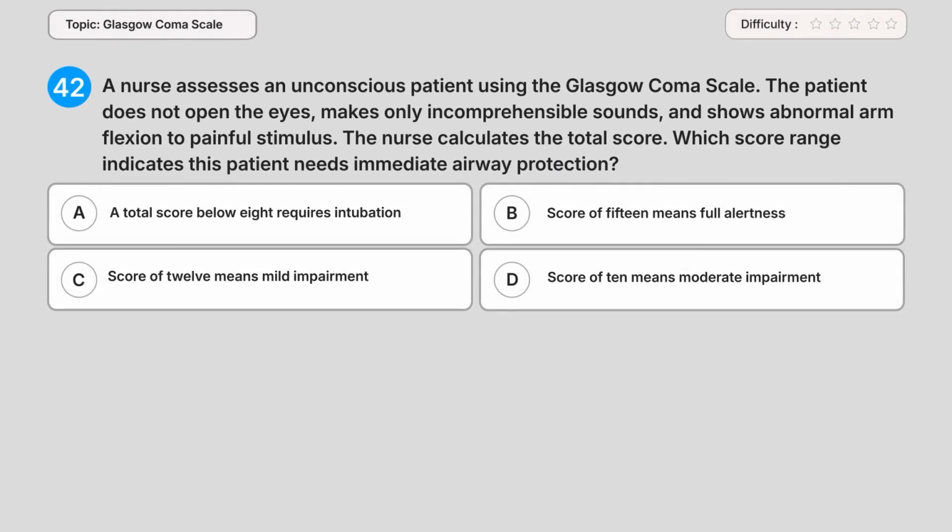42. A nurse assesses an unconscious patient using the Glasgow Coma Scale. The patient does not open the eyes, makes only incomprehensible sounds, and shows abnormal arm flexion to painful stimulus. The nurse calculates the total score. Which score range indicates this patient needs immediate airway protection? A. A total score below 8 requires intubation. B. Score of 15 means full alertness. C. Score of 12 means mild impairment. D. Score of 10 means moderate impairment. Do you know the answer?